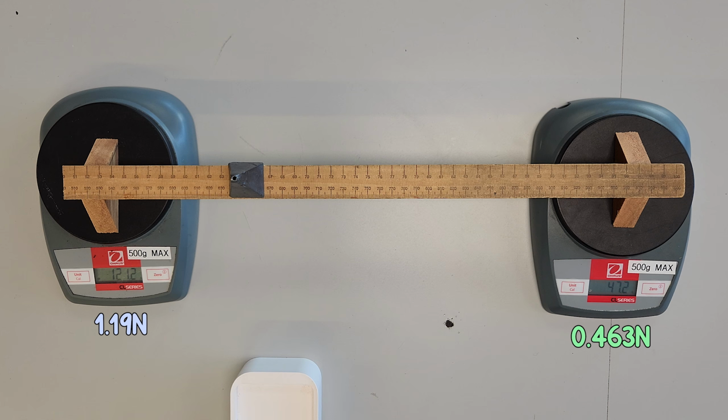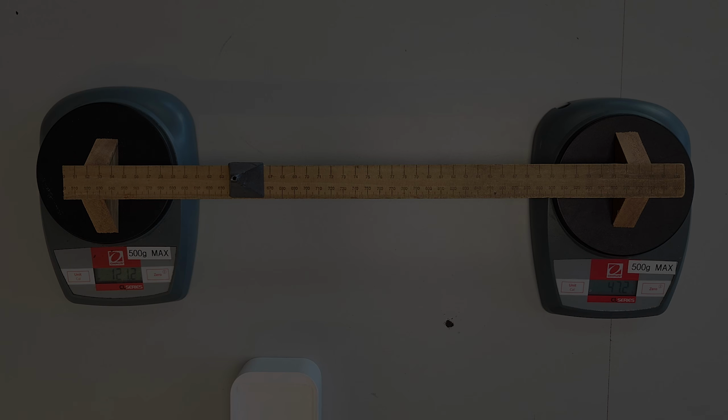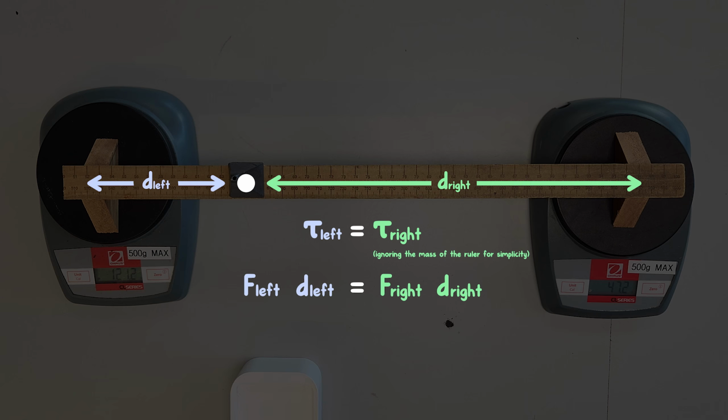We can explain this by first recognizing that because the system is in equilibrium, the net torque about any point must be 0. With this in mind, consider the torques acting about the mass. The clockwise torque, which is provided by the left support, must equal the counterclockwise torque provided by the right, ignoring the mass of the ruler for simplicity. Torque is equal to force times distance. Because the distance to the left support is less than the distance to the right, for the torques to remain equal, in the same proportion, the force from the left support must be greater than the force from the right.